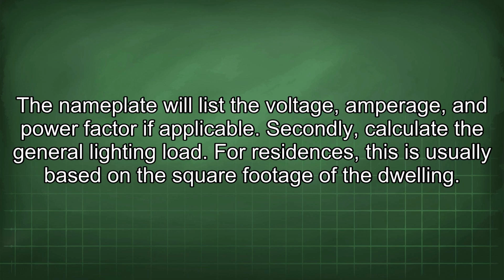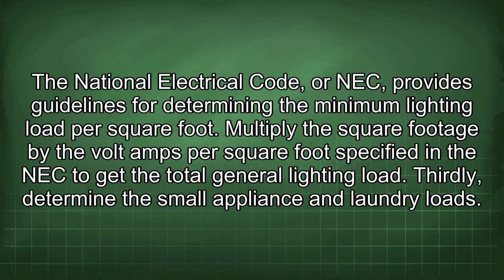Secondly, calculate the general lighting load. For residences, this is usually based on the square footage of the dwelling. The National Electrical Code, or NEC, provides guidelines for determining the minimum lighting load per square foot. Multiply the square footage by the volt amps per square foot specified in the NEC to get the total general lighting load. Thirdly, determine the small appliance and laundry loads.